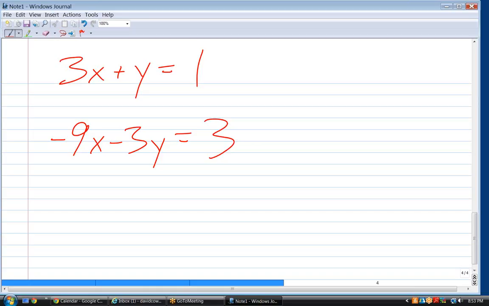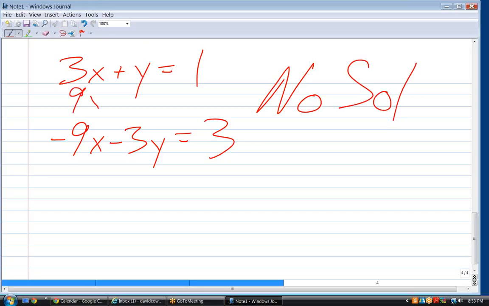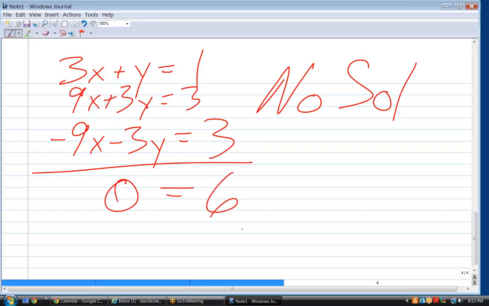Notice the second equation is what relative to the first equation? It's multiplied by 3. Or negative, multiplied by negative 3. The left side is multiplied by negative 3, but the right side is multiplied by 3. Okay. Immediately, no solution. Because if I multiply this left top equation by 3, I get 9x plus 3y equals 3. Now if I add the two equations, I get 0 on the left side and 6 on the right. Since 0 is not equal to 6, must be no solution.